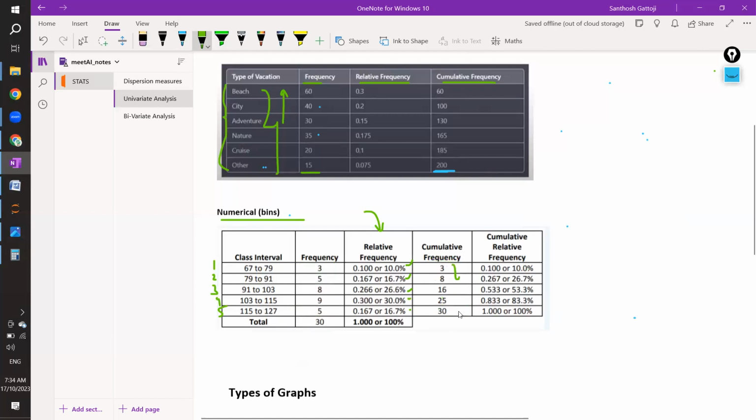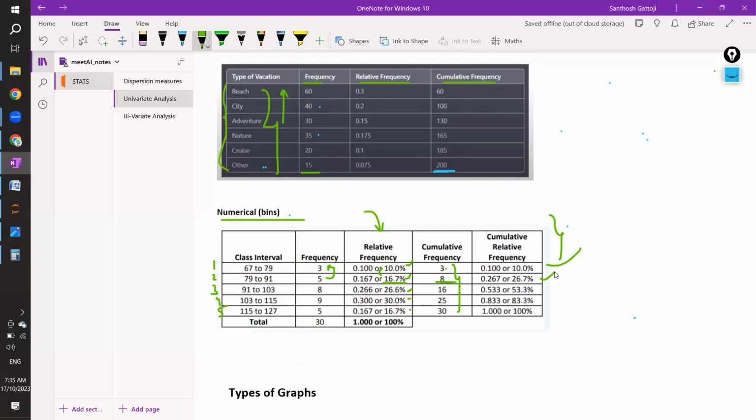Simple. Fine. And for cumulative frequency also you can calculate the percentage form, that is cumulative relative frequency. Simple. For 3 it will be 10. Okay, so as you can see, how you are getting this 8, Meghana? This is 5 plus 3, right? 5 plus 3 is 8. Similarly, related to cumulative frequency also, you can do 16.7 plus 10, 26.7.